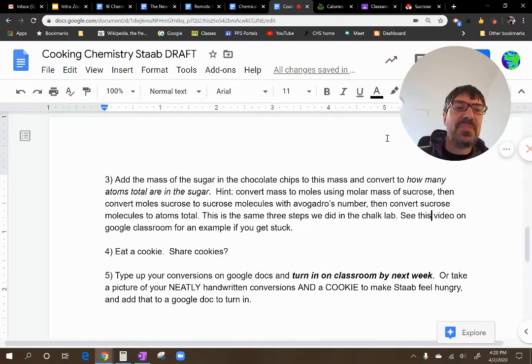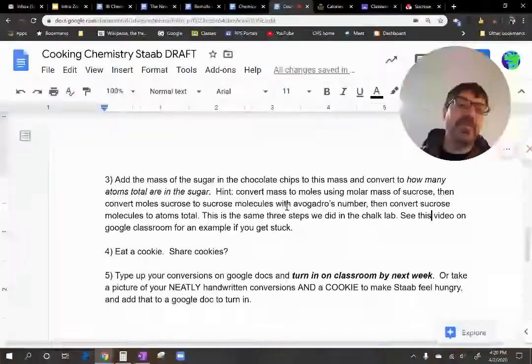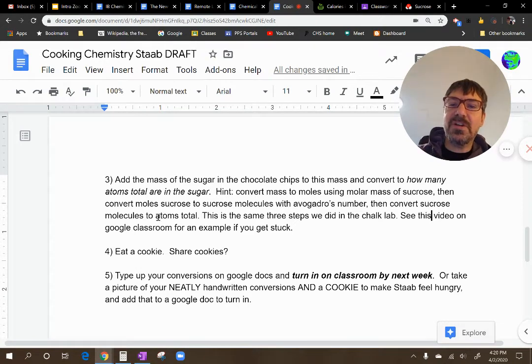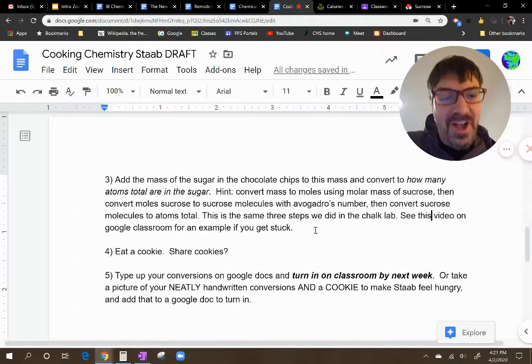So we need to figure out the mass of the sugar in the chocolate chip cookies and add the sugar from the chocolate chips to that same mass, so that we can convert to how many atoms are in our cookies. So the hint is convert mass to moles using the molar mass of the sucrose. Then convert moles of sucrose to sucrose molecules with Avogadro's number. Then convert sucrose molecules to atoms total. It's the same three steps that we did in the chalk lab. Now, that was a while ago, so we're going to work through this carefully here.